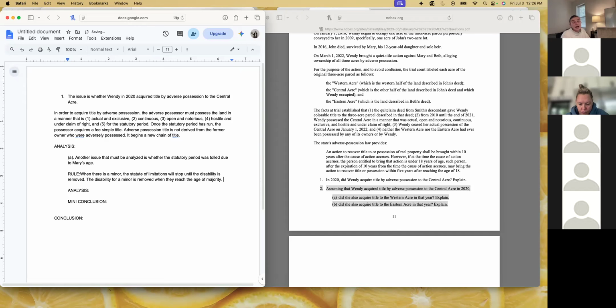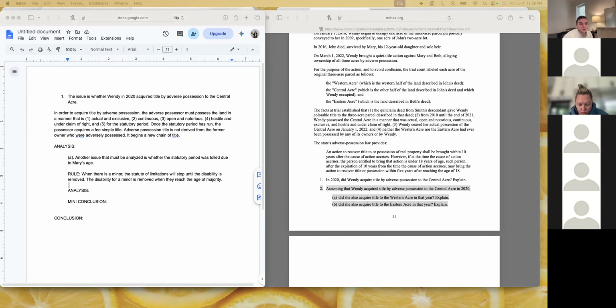So if you have time, right, you could list out all of those things, but here we can also just focus on that small issue of the fact that this individual is a minor, and when does the disability get removed? It gets removed when she reaches the age of majority. Okay.